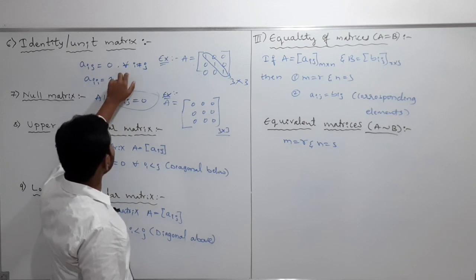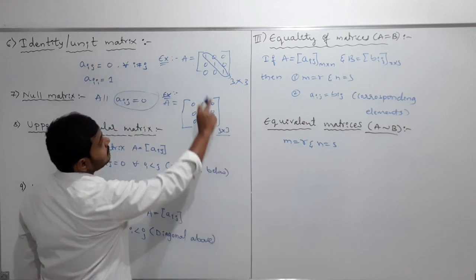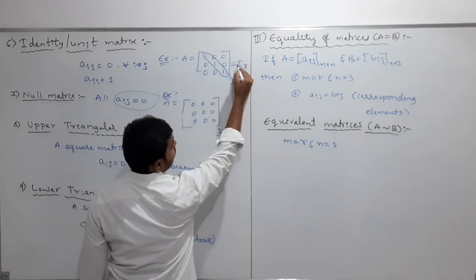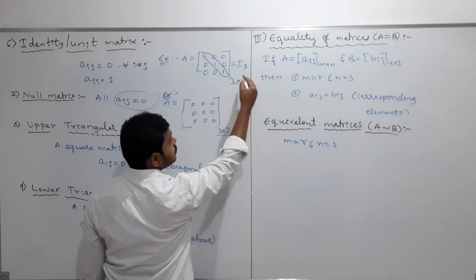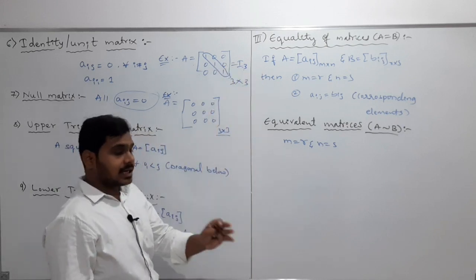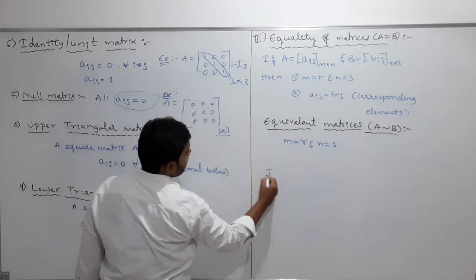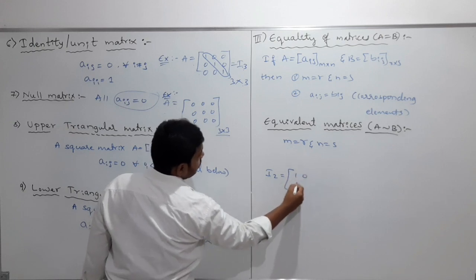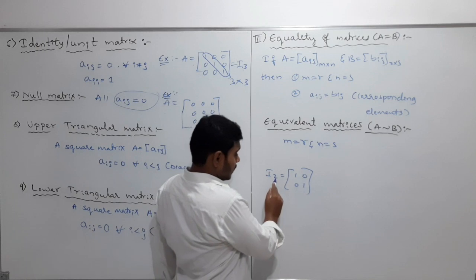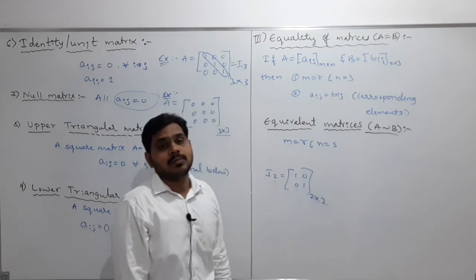So my dear students, remember one point I forgot to tell you about the identity matrix. This is a matrix of order 3 cross 3, so we can denote it as I3. I3 means the identity matrix of the order 3 cross 3. I2 means the identity matrix of the order 2 cross 2. You can take an example: I2 identity matrix is 1 0, 0 1. So this is an identity matrix of order 2, therefore I write I subscript 2, of the order 2 cross 2, my dear students.